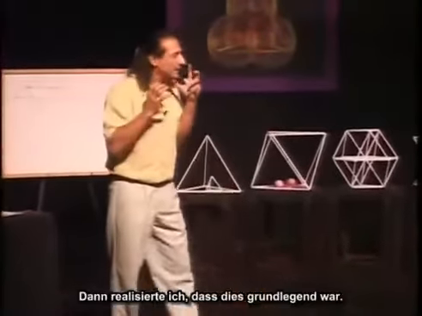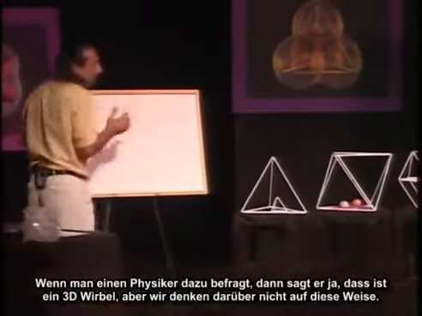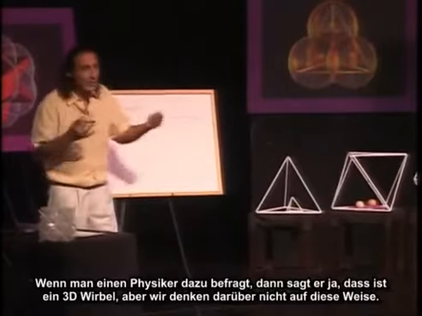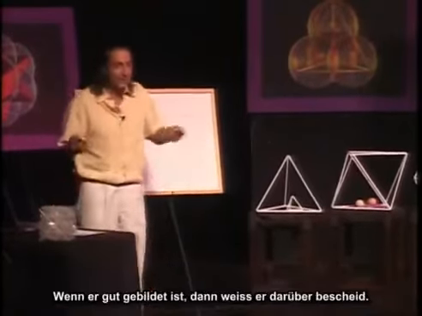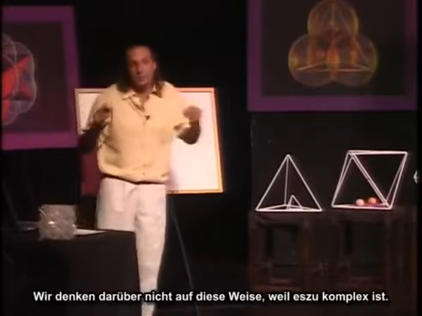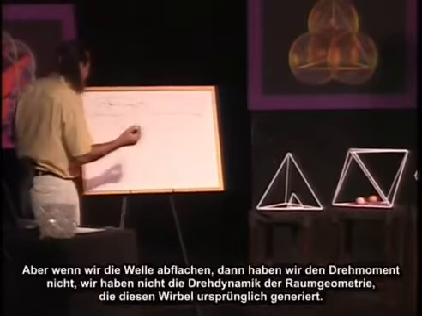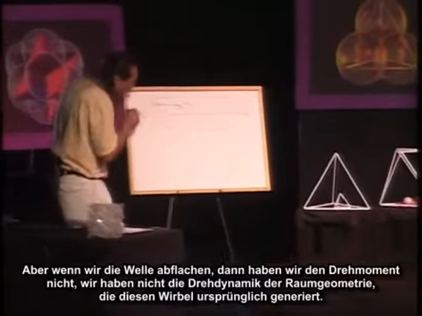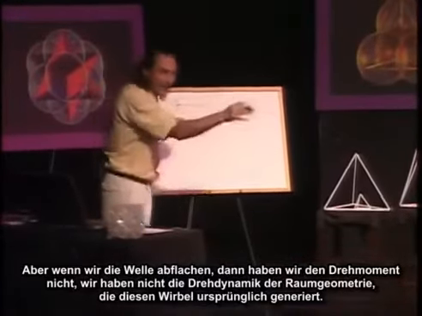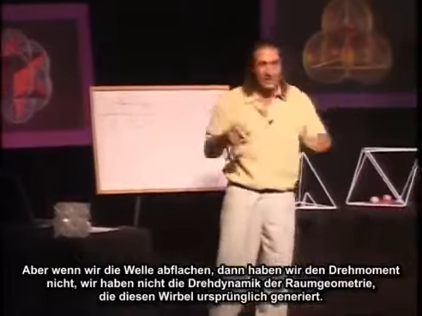And I realized that this was fundamental. If you ask a physicist, he'll tell you, oh yeah, it's a 3D vortex, but we don't think of it that way. I mean, if he's well educated, he'll know that. No. And we don't think of it this way because it's too complex. We flatten it, but if you flatten it, now you don't have angular momentum. You don't have the spin dynamics of the geometry of space that generate the vortex in the first place.